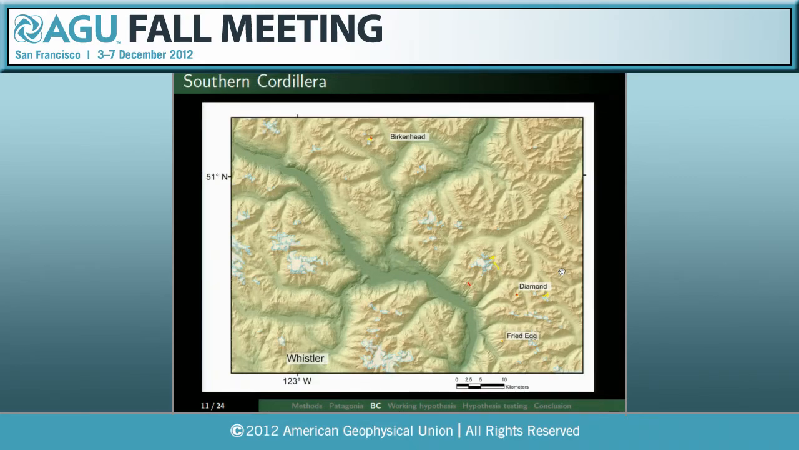Now, it really gets interesting as we move to the southern latitudes of British Columbia. Some additional sites that we've been working on include Fried Egg, Diamond, and Birkenhead. We're going to refer to some sites to the south. This is Whistler, BC, just to give you an idea, about 100 kilometers north of Vancouver. And unlike the sites to the north, these particular moraines are only about 100 meters outside of Little Ice Age moraines. I'll show you some examples of their extent.